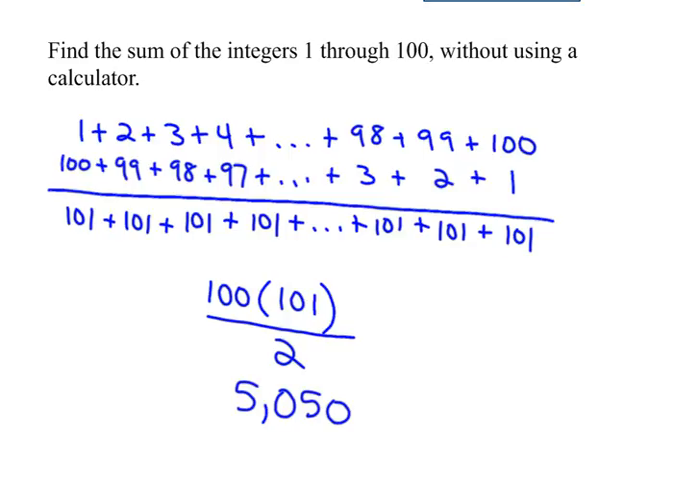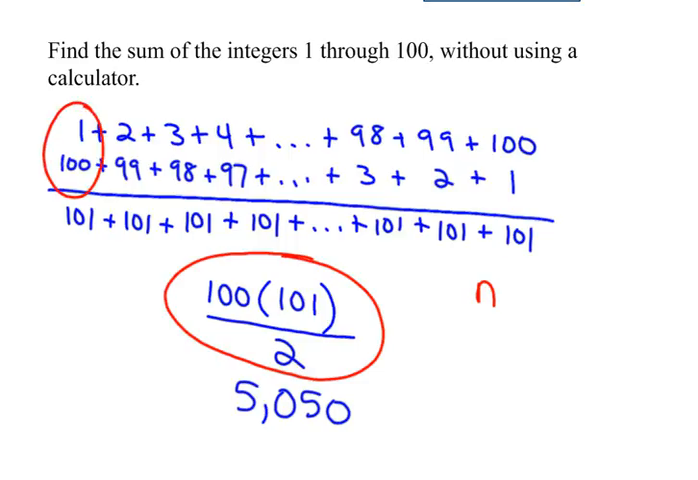Now we can use this process right here, especially this piece, to get the formula for an arithmetic series. The formula that will be a shortcut for more difficult problems. So let's understand the part here that I've circled. The 100 came from the number of terms that we were adding together. The number of terms is represented by n. The 101 came from adding the first and the last terms together.